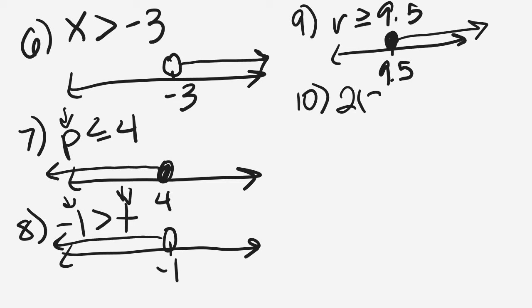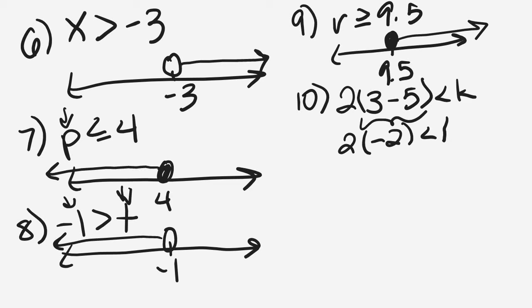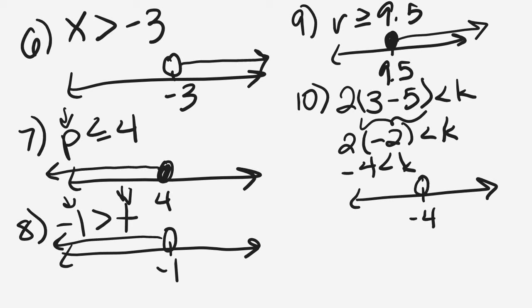Now for number 10, they're going to make us do a little bit of work. We have that situation, so let's solve. Remember, please excuse my dear Aunt Sally. So we're going to do parentheses first. 3 minus 5 is going to be -2. All right, so -2 times 2 is going to be -4. And we have -4 is less than k. So here is -4, and we want all the k's to be bigger. Also, this is an open circle. It does not include the -4. And we go that way.